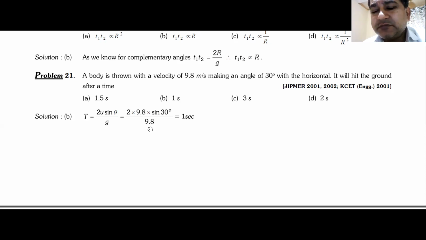In some questions, for simplicity, you can take this as 10. Here there is no need. So 9.8, 9.8 cancels out. Sine of 30, you must know, is half. So half multiplied by 2. The final answer will be 1 second.